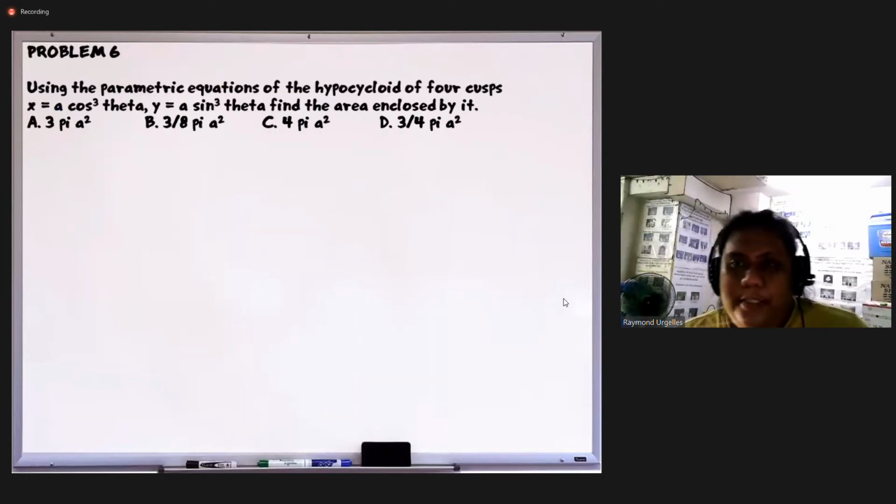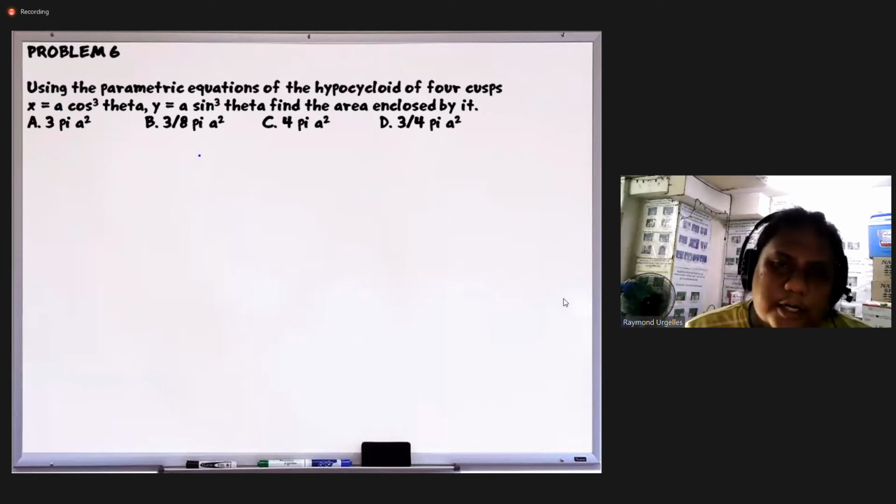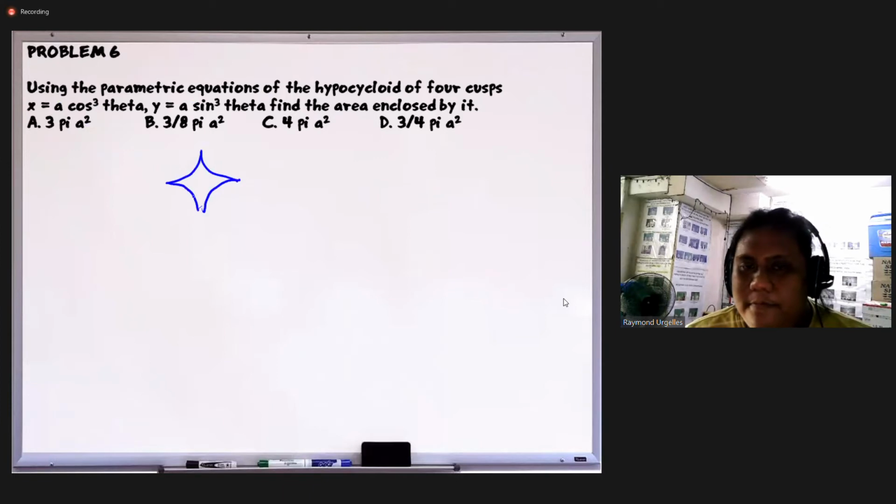Hypocycloid of 4 cusps. Diba? So yung hypocycloid of 4 cusps, ganito yung itsura niyan. Okay? So parang tala. Diba? Okay, so yun yung hypocycloid of 4 cusps na tinatawag.